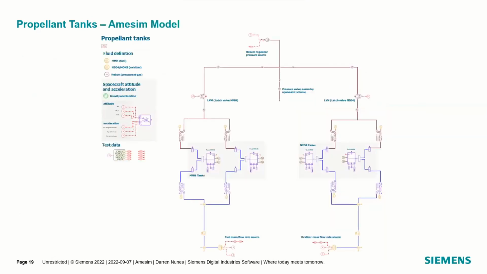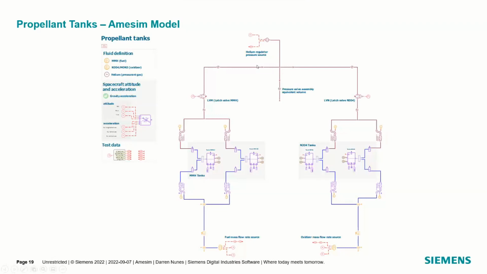This is what the model would look like inside of AIM-SIM. So again, on the left-hand side, we have those fluid definitions, our different gas definitions, and we have different attitude and acceleration. This is part of our design process where we can have different external forces on these tanks themselves and look at different dynamics. And then we have that import of test data. On the right-hand side is the screenshot of the model itself, where we set all of the attitudes and accelerations to be 0, but you can alter them.